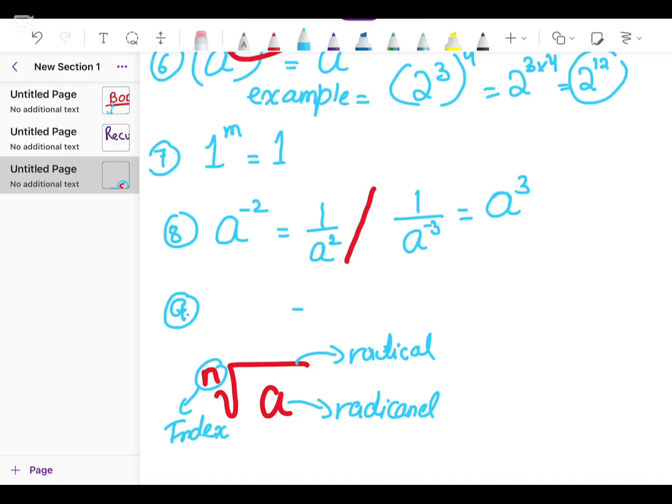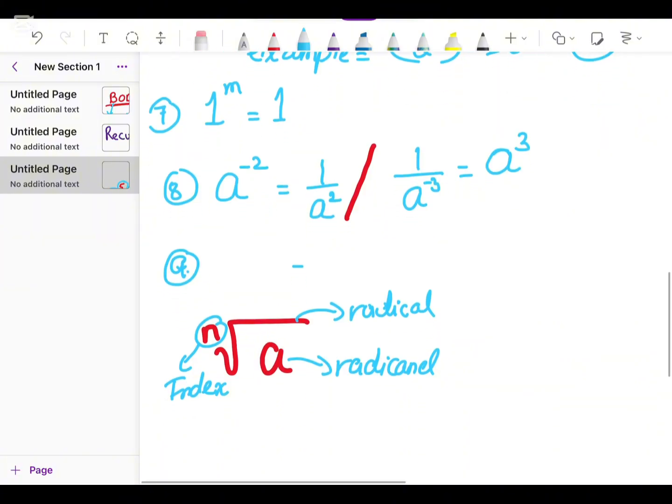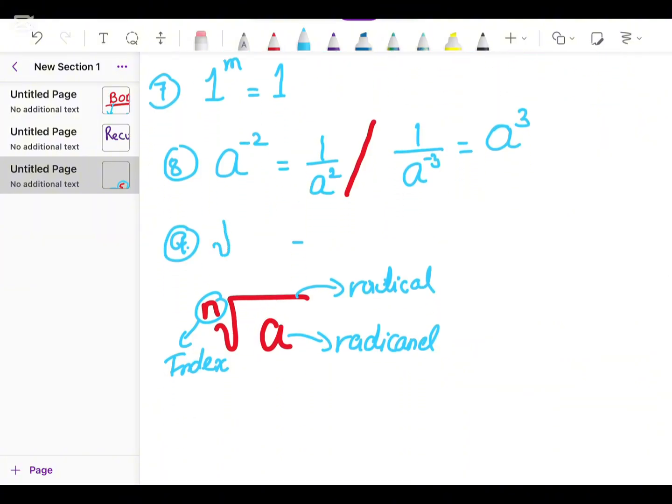Now what we need to understand in rule number 9, for example, if written root a, as you see there is no index. As I showed you, this n is representing the index, and in rule number 9 you can see there is no index. When there is no index, this means it will be the square root. When there is no index, that radical is known as square root. So when I remove this square root, it will give me the power 1 upon 2.